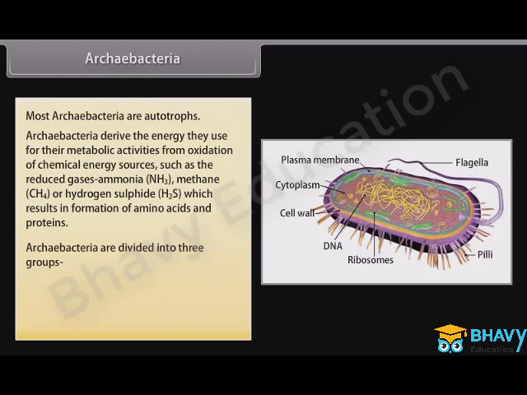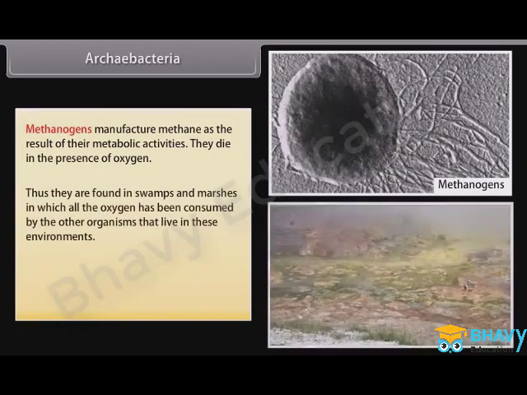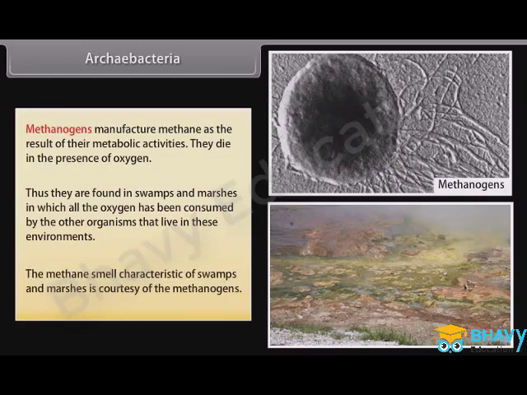Archaebacteria are divided into three groups: methanogens, thermoacidophiles, and halophiles. Methanogens manufacture methane as the result of their metabolic activities. Methanogens die in the presence of oxygen. Thus, they are found in swamps and marshes in which all the oxygen has been consumed by the other organisms that live in these environments. The methane smell characteristic of swamps and marshes is courtesy of the methanogens.